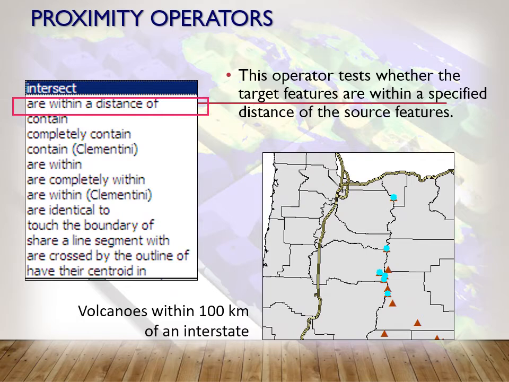And then we have our proximity. How far away are we from something? What is the distance of it? So with volcanoes, how many interstates are within 100 kilometers of a volcano? That's pretty interesting to know. What I think this is, it looks like Oregon here on the right, and this probably is Interstate 5.